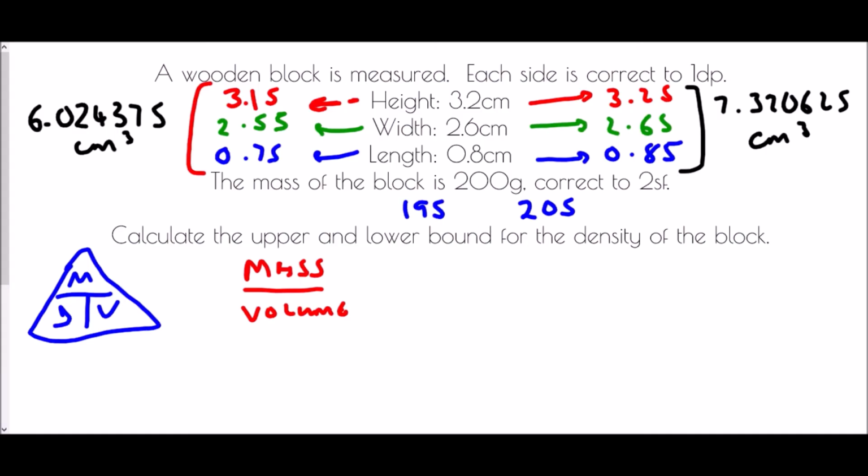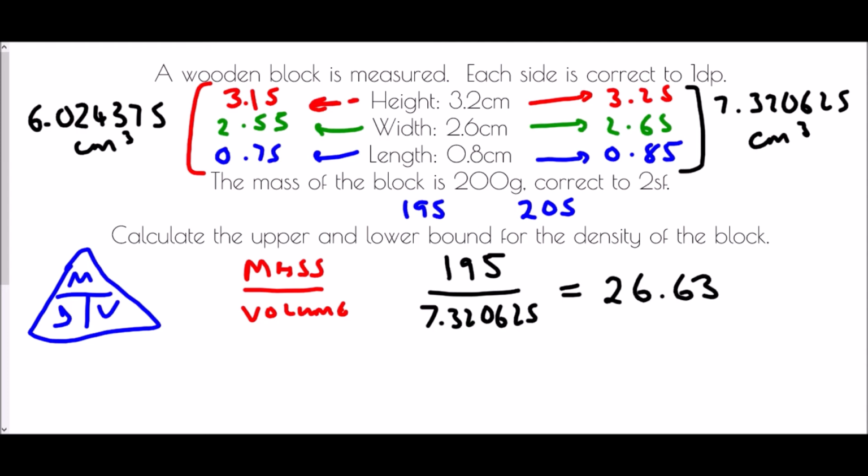Now, in terms of the upper and lower bound, in order to find the smallest possible, I would need to use the smallest mass with the largest volume. So the smallest possible mass would be 195, but the largest possible volume was 7.320625. This, when we divide them together, comes to 26.637 grams per centimetre cubed.